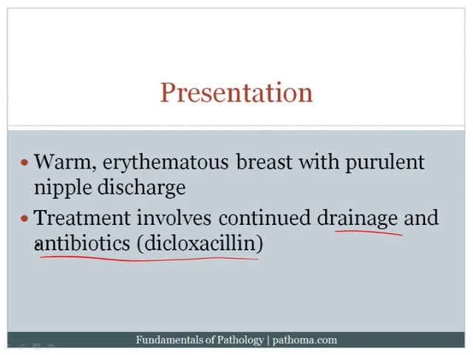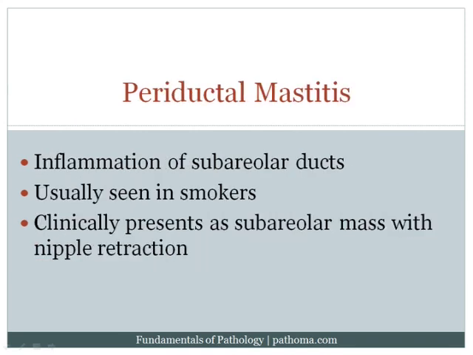Important to note that this particular disorder can progress to formation of an abscess, a walled-off area of inflammation, and so that could then result in a mass. So in some patients with this type of presentation, you may also feel a little bit of a mass, and of course that would be due to an abscess. The next disorder is periductal mastitis, and this is inflammation of the subareolar ducts.